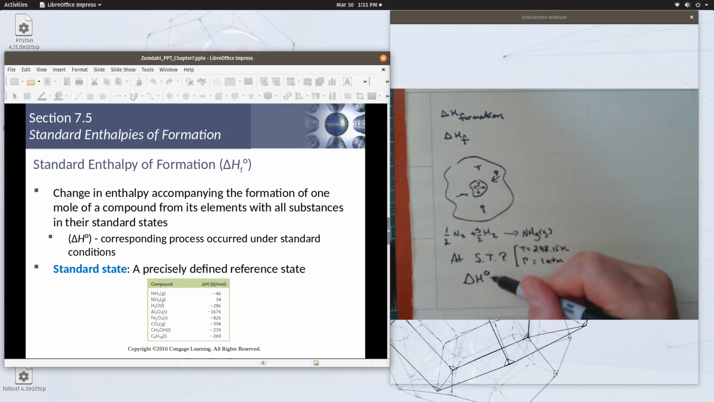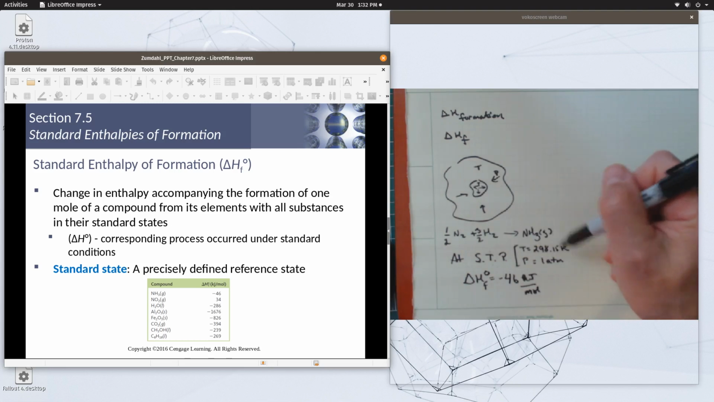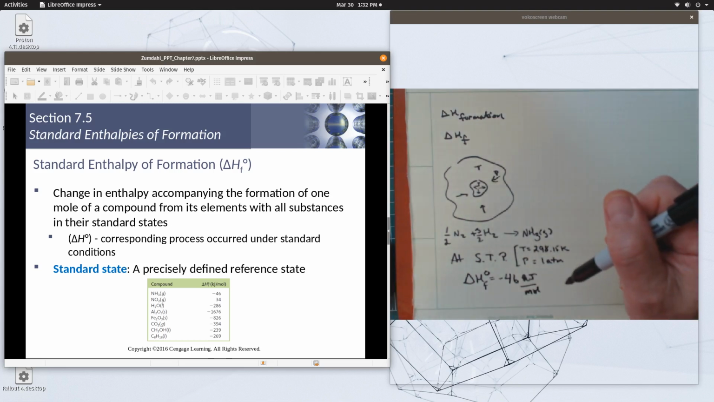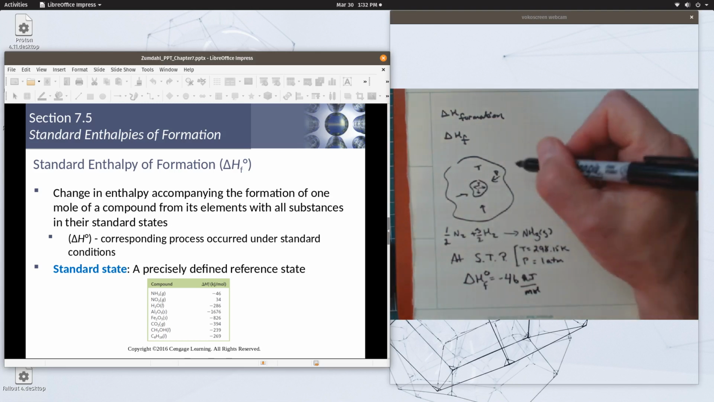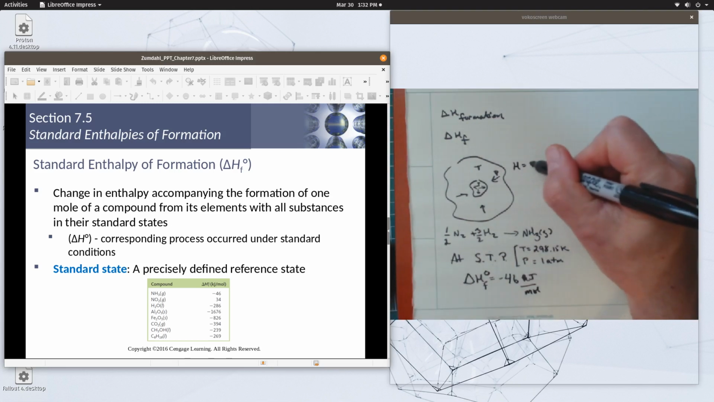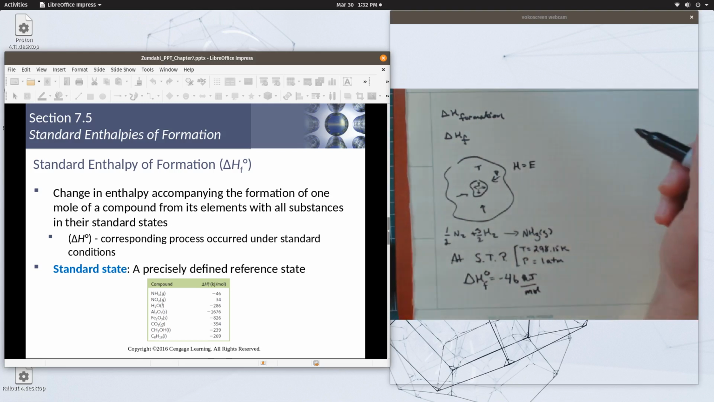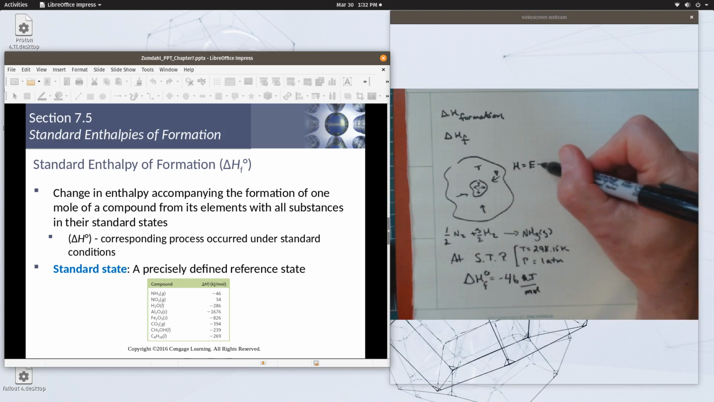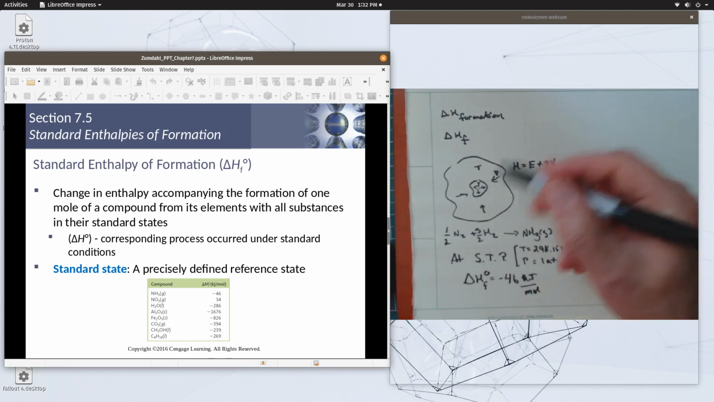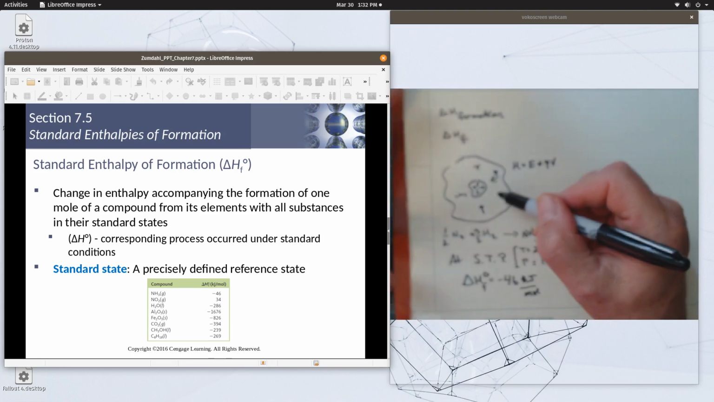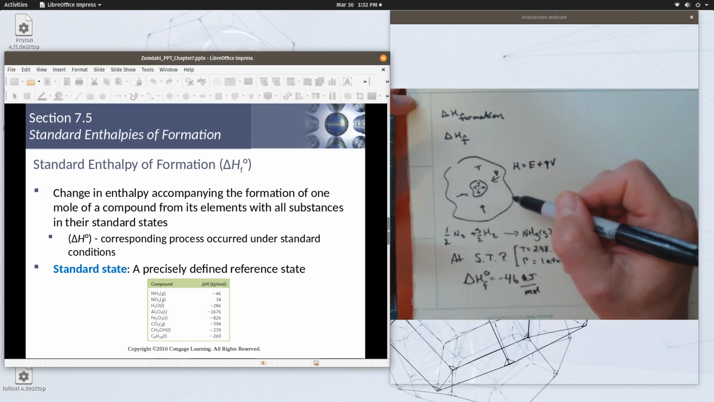And that delta H for the formation of that reaction is minus 46 kilojoules per mole of ammonia gas that I produce. Okay, remember what is delta H? H is equal to the energy required to produce the system, to create the system, plus pressure times volume to expand, to create a cavity, to create space in the environment for the system.